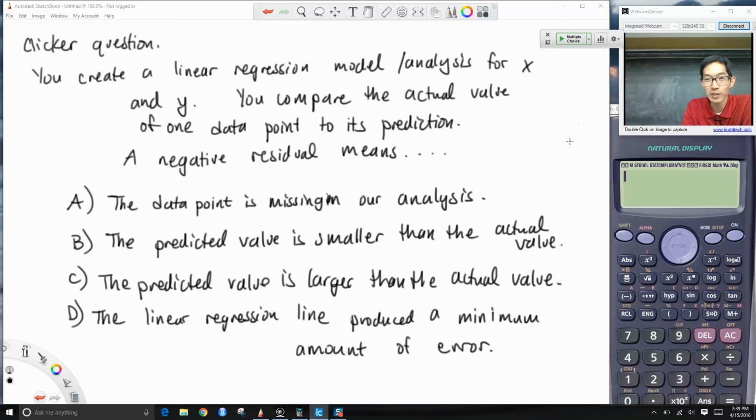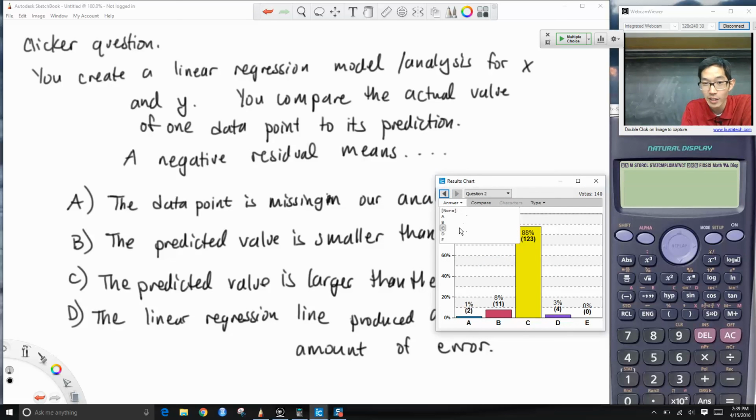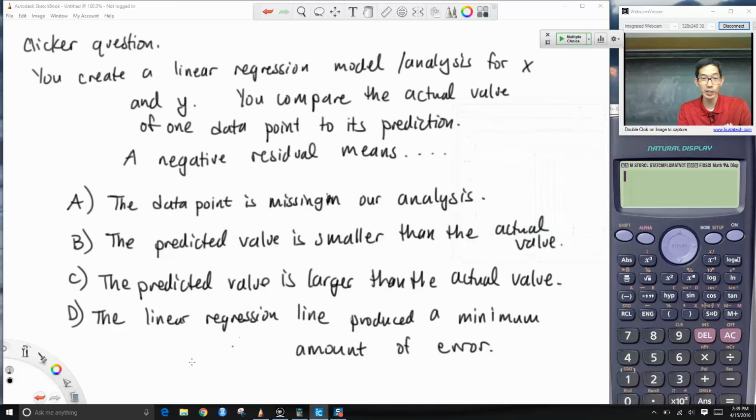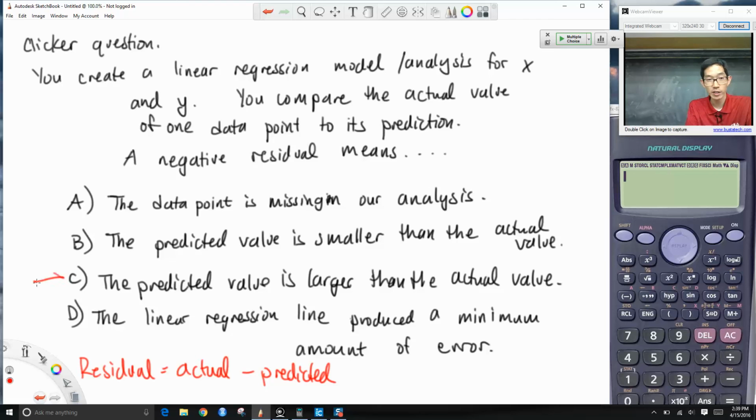Okay, let's see how you responded. Is this working? Oh, here we are. And that's correct, answer choice C. The predicted value is larger than the actual value because a residual is actual minus predicted. So if we're getting something negative, then that means the predicted value is larger. We might say e is y minus y hat.